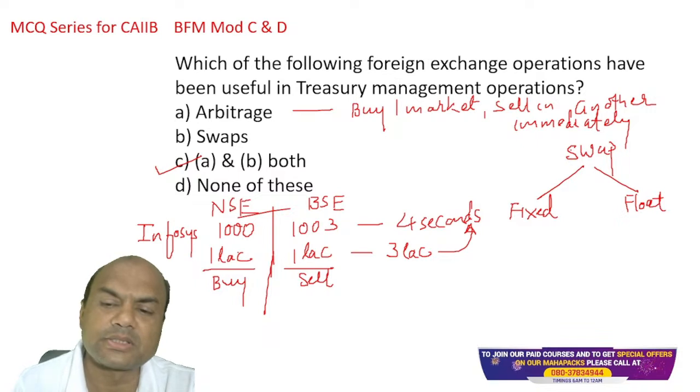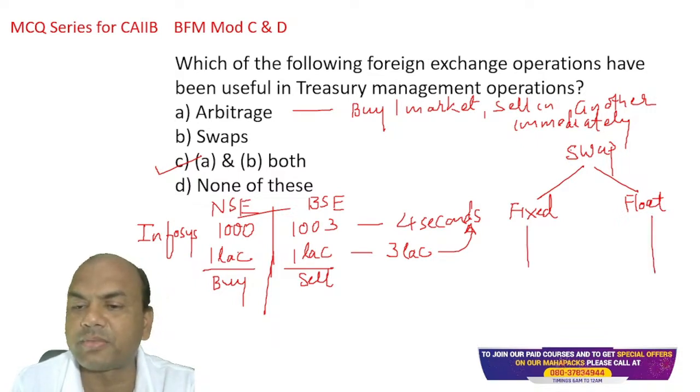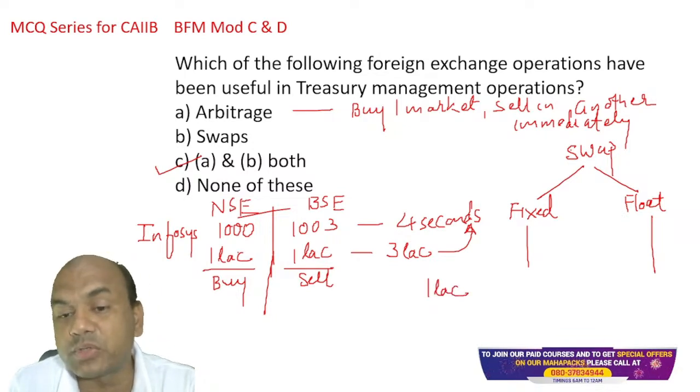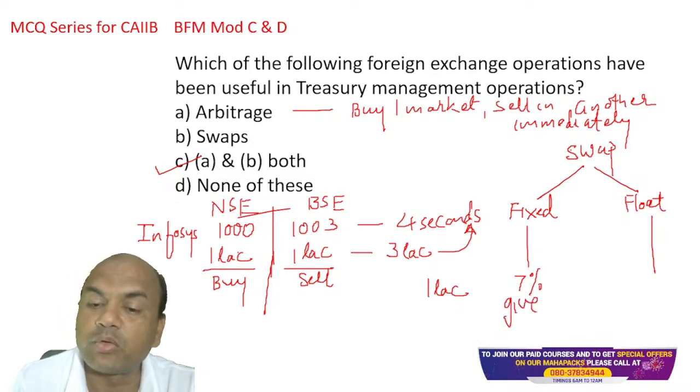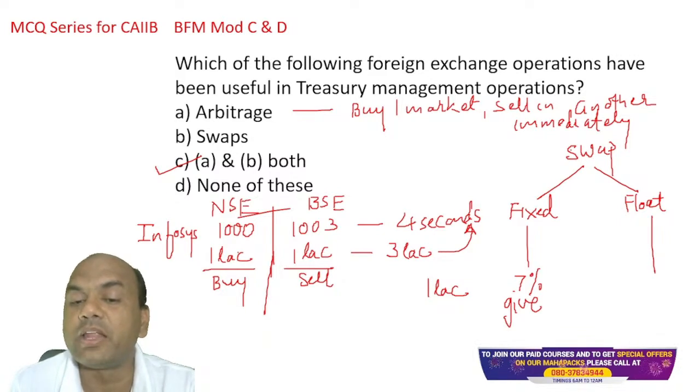Keep it very simple. Suppose I take 1 lakh rupees from you and guarantee you a 7% rate of interest. Here I am taking it from you, so I have to give you 7%. And what do I do with this 1 lakh rupees? I invest it in the stock market.